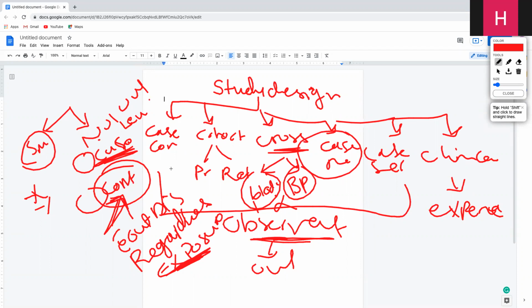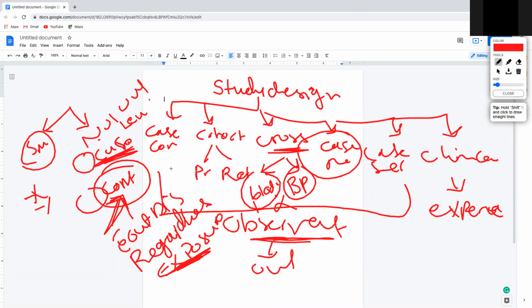We know their status of the disease, that this has the disease and this doesn't have the disease. Regardless of the exposure, this is the one that we are going to look for in the medical record, and then we will see. Maybe they were exposed, maybe they were not exposed. So we don't know.